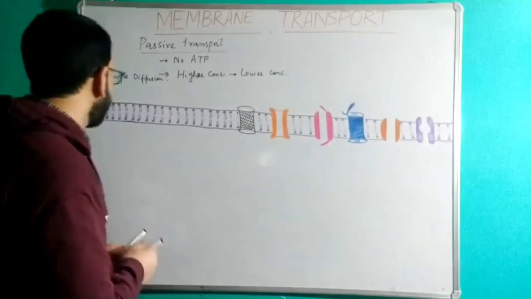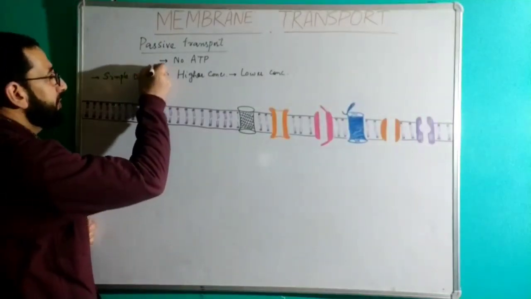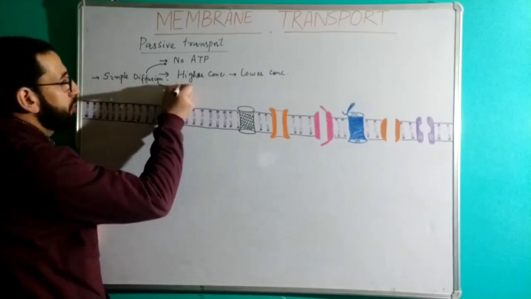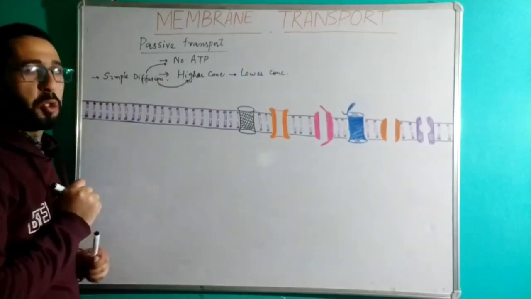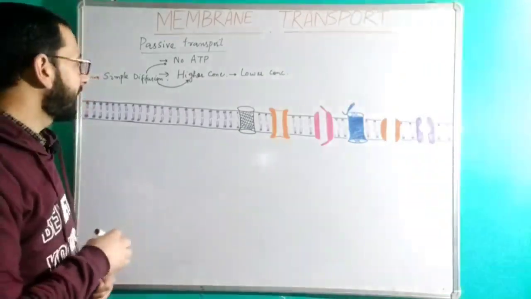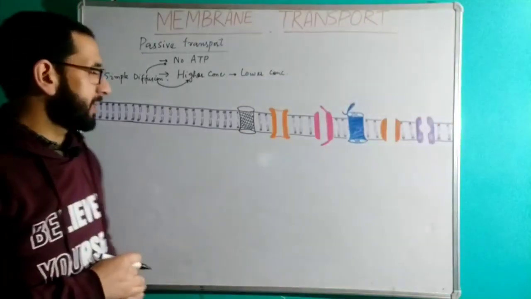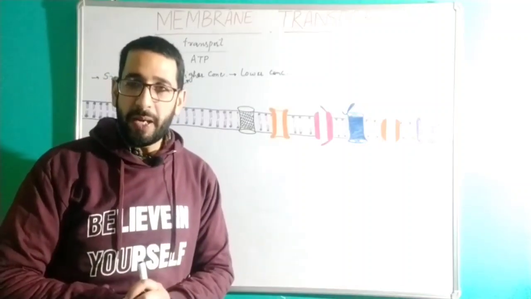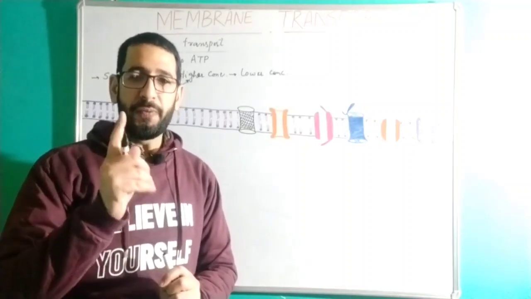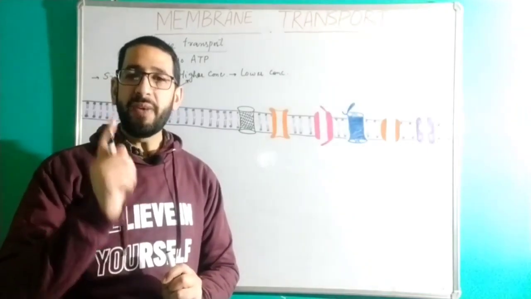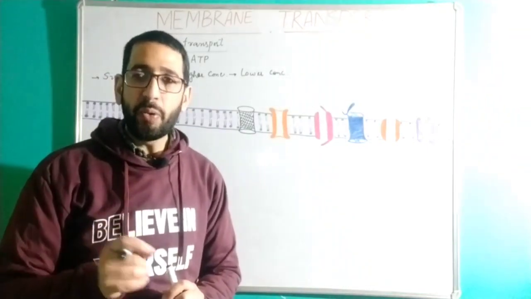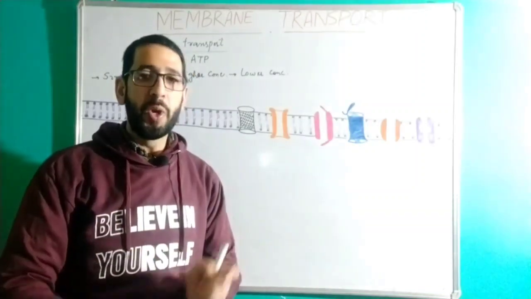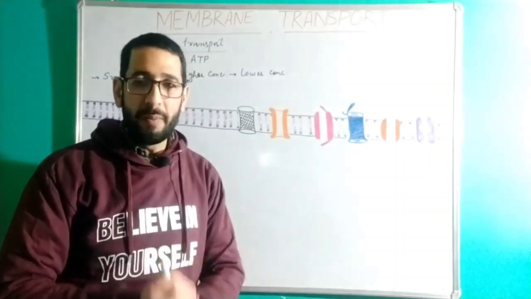Now, again, we do not require any ATP for simple diffusion, and it is always going to be from higher concentration to lower concentration, definitely. Now, what type of substances can be moved or transported by means of simple diffusion? The first thing which should come to our mind, a very important thing, is respiratory gases. And what type of respiratory gases? We all know it is going to be oxygen and carbon dioxide.